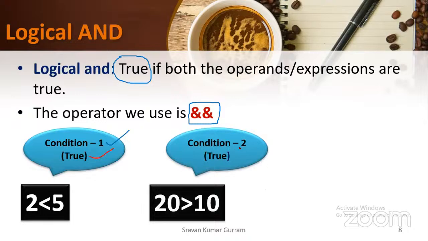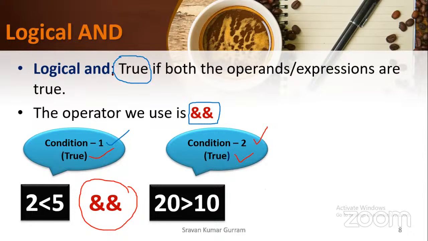Now, we have one more condition, that is condition 2. Let us say 20 greater than 10. What is the truth value? Obviously true, because 20 greater than 10 is true. Now, I want to combine these two conditions, two relational conditions technically, by using logical and. I am combining these two with the help of one operator, that is the logical and operator. In this example, condition 1 is true, condition 2 truth value is true.